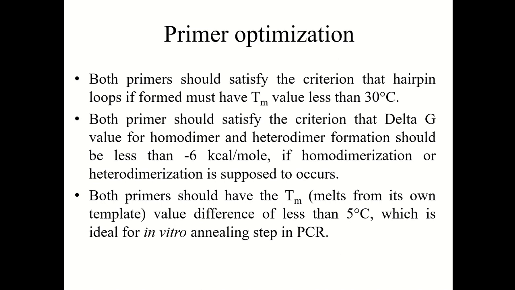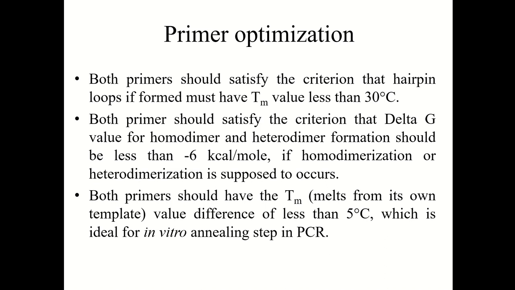Both primers should satisfy the criterion that the delta G value, that is the Gibbs free energy value, for homodimer formation as well as heterodimer formation. Homodimer formation is where two identical primers anneal to each other, and heterodimer formation is where two different primers anneal to each other, like forward and reverse. In case of homodimer formation, there is annealing between forward primers as well as annealing between the reverse primers separately. So that delta G value should be less than minus 6 kilocalorie per mole if homodimerization or heterodimerization is supposed to occur in the primer we design.